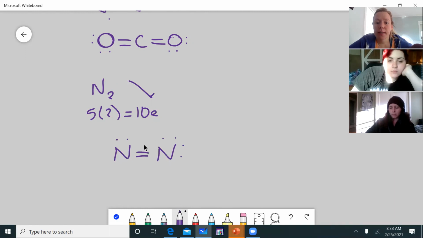This nitrogen still has access to 8. This nitrogen has access to 6. So we're getting closer, but not quite there. So I'm going to take another pair from there and move it into this. So we have now a triple bond.